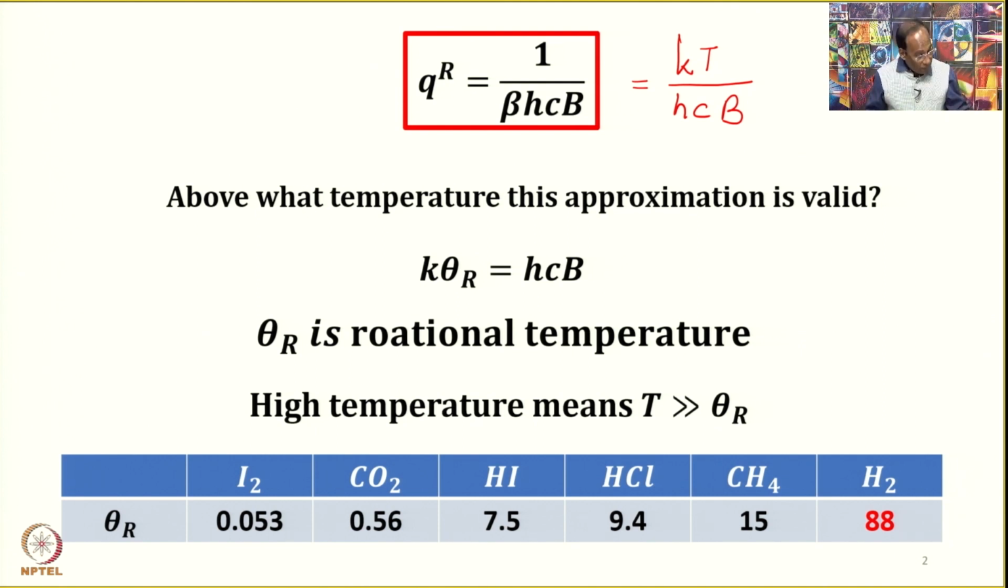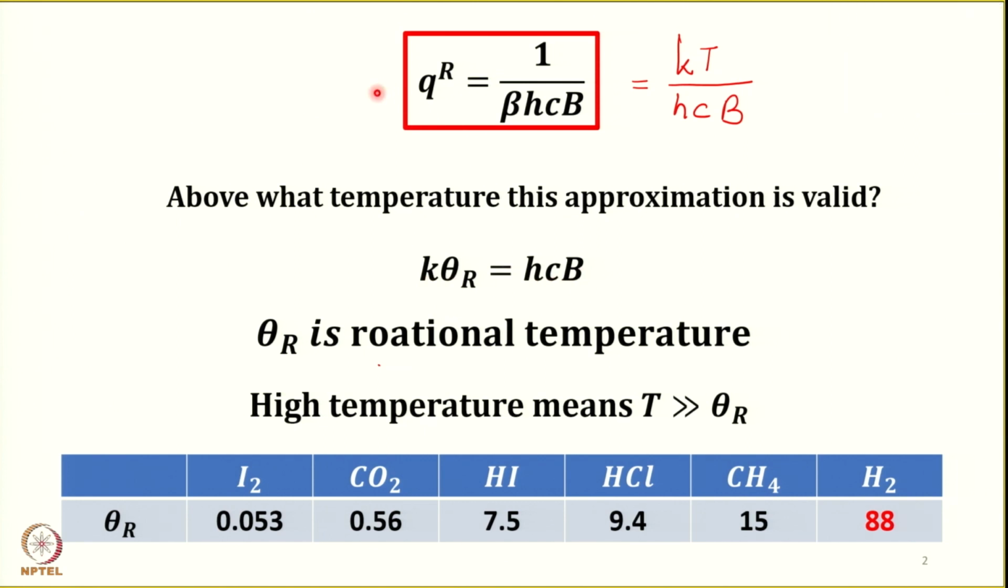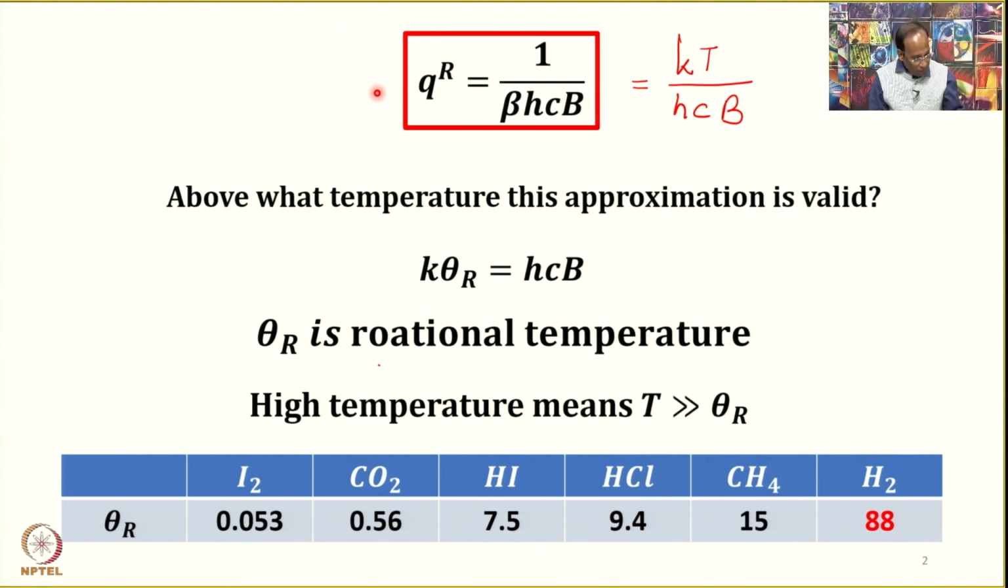We discussed that temperature is described by rotational temperature, or you call it characteristic rotational temperature, which is given the symbol theta r, and theta r can be calculated from hcB by k. And when do we say high temperature? So, this expression we say that we can use in the high temperature limit. And what is that high temperature? That is given by when T, the experimental temperature, is much higher than the rotational temperature.